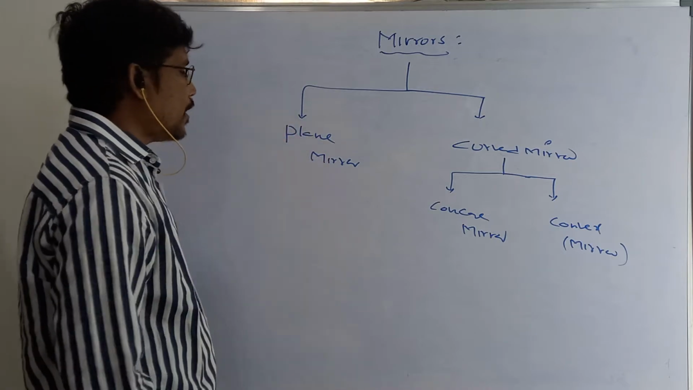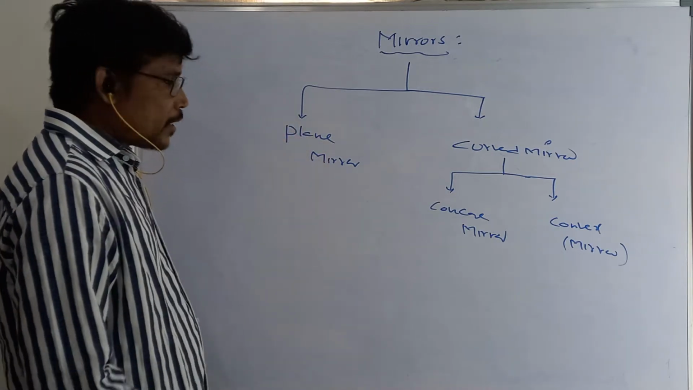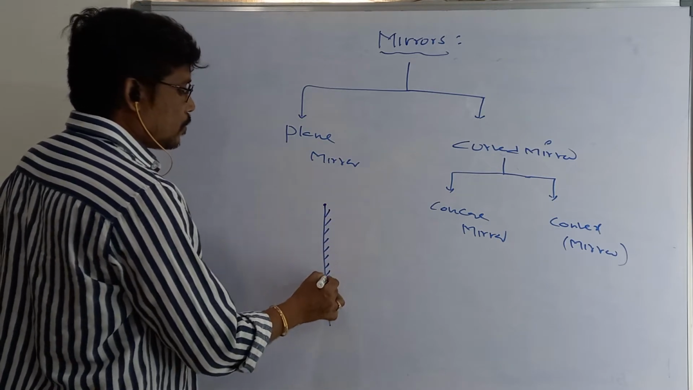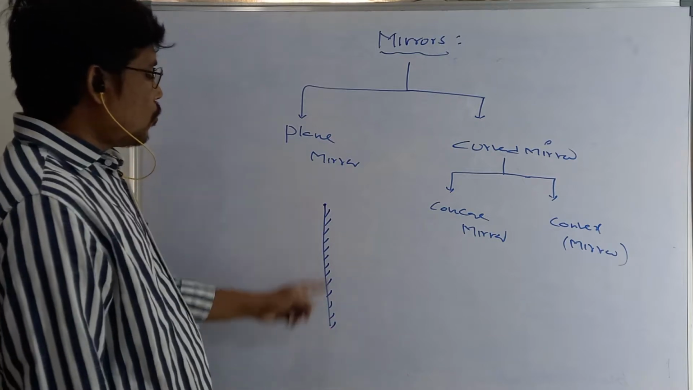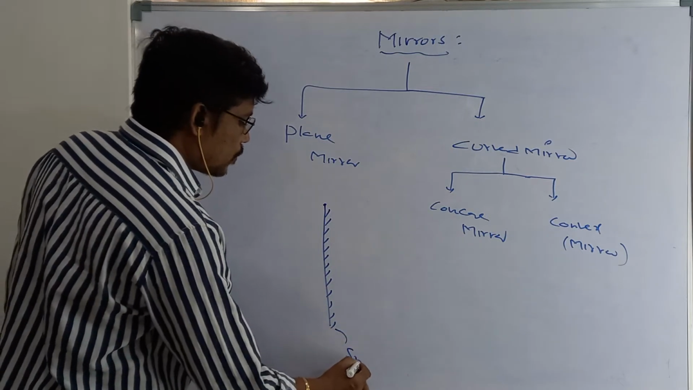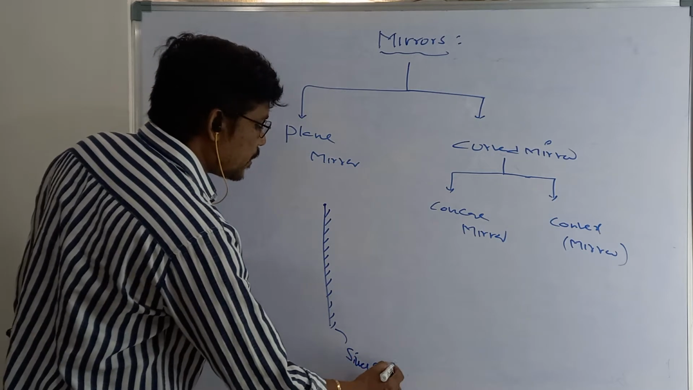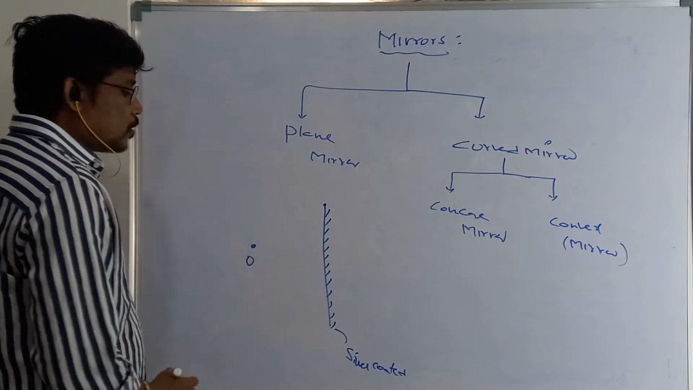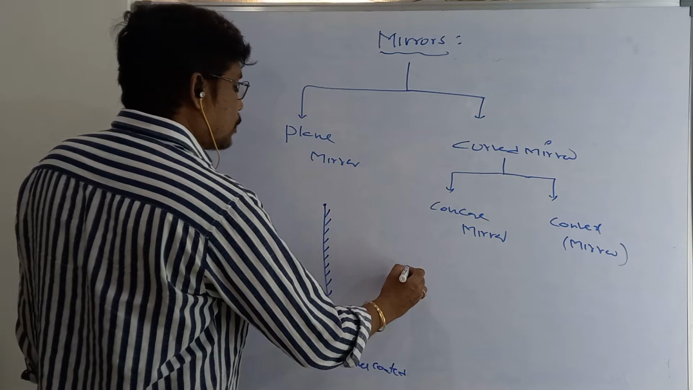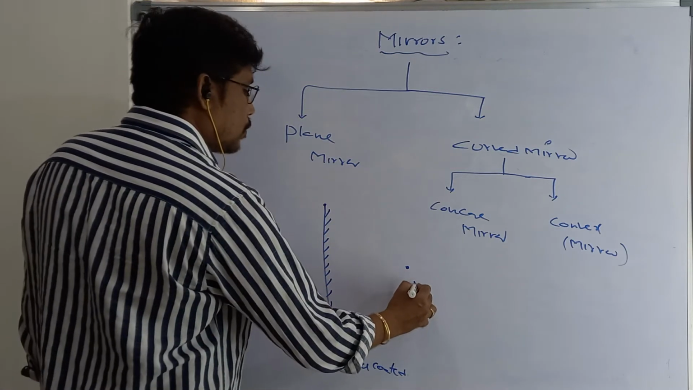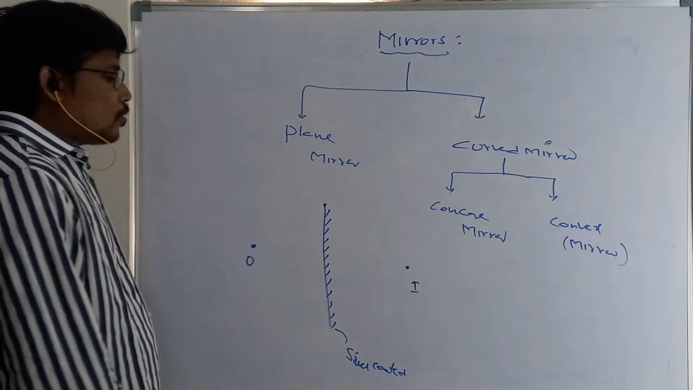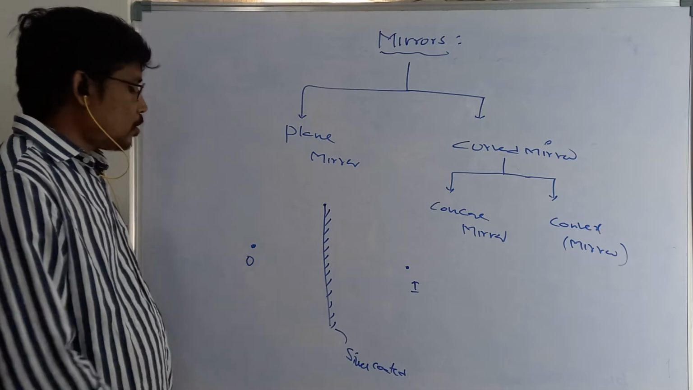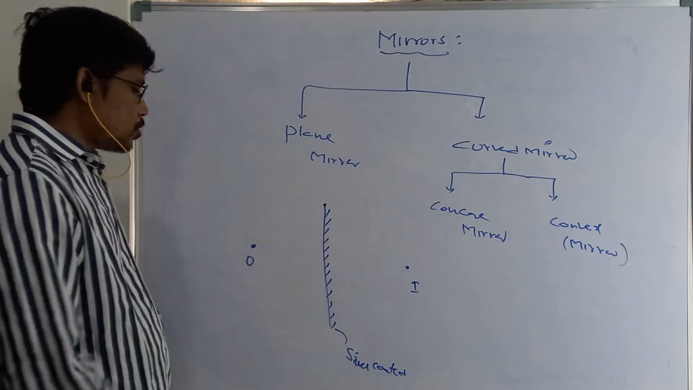Let us see this plane mirror. If we consider a plane mirror, one side is silver coated. Now if I consider an object here, I get the image on the other side, behind the mirror. In the last video lecture we discussed how this image is formed due to this object.